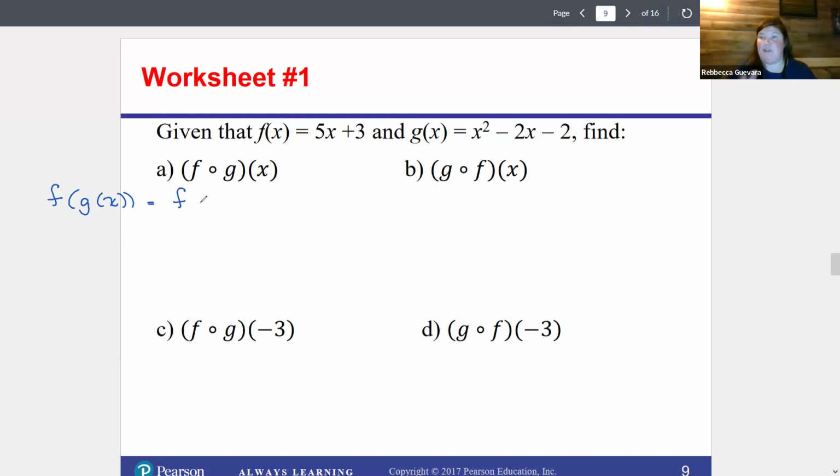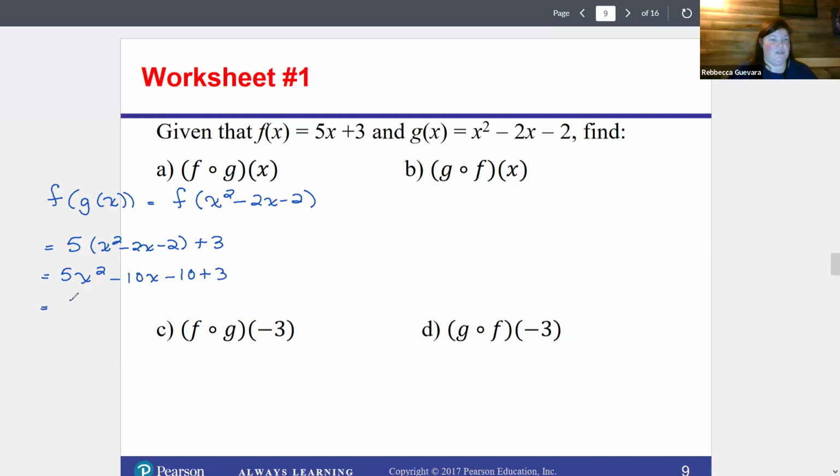So another way to look at this, a little different from the way I did it before, we know that g is x squared minus 2x minus 2. So that means that for f, I'm just replacing the x with x squared minus 2x minus 2. If I distribute that across, I get 5x squared minus 10x minus 10 plus 3. So this is just 5x squared minus 10x minus 7.